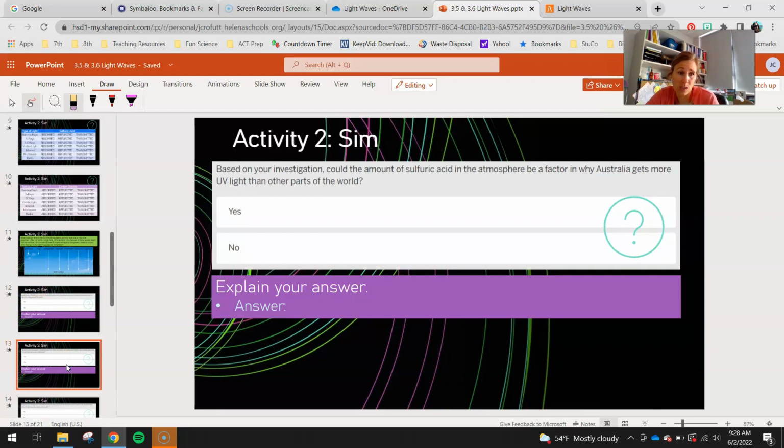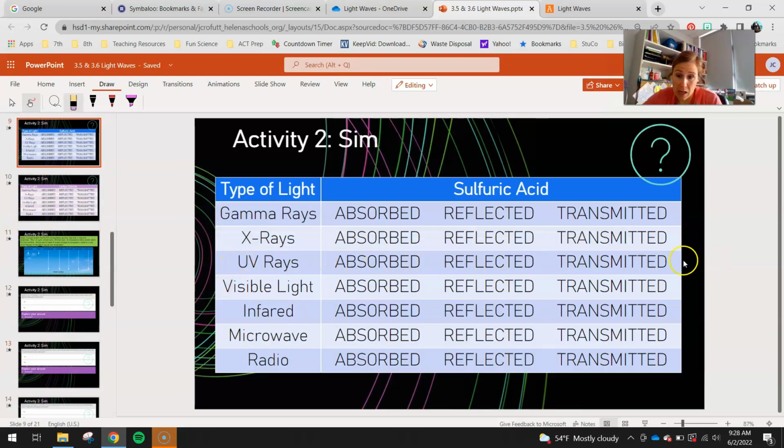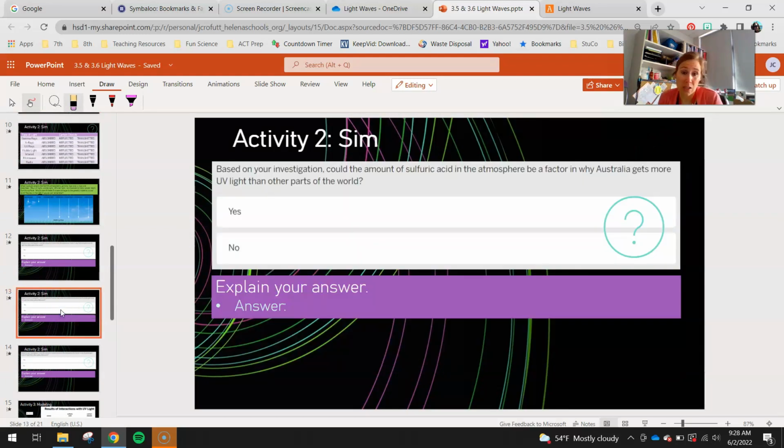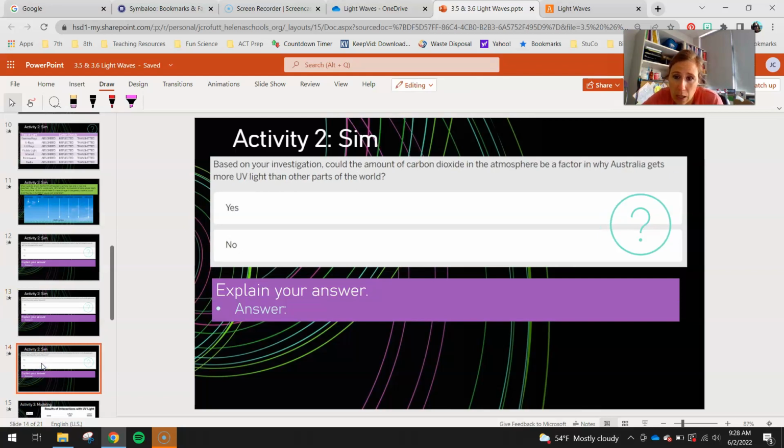Same question for sulfuric acid. Look back at slide 9, which is your data table for sulfuric acid. Focus just on UV light. What happens when UV light hits your sulfuric acid? Could that be a reason there's higher skin cancer? Again, either having more or less of that, so we're just saying different amounts. Based on your investigation, could the amount of sulfuric acid in the atmosphere be a factor in why Australia gets more UV light than other parts of the world? We could have more or less sulfuric acid in the atmosphere. Could that be some factor that causes more UV light to get through? Explain your answer. And then finally do the same thing for carbon dioxide.